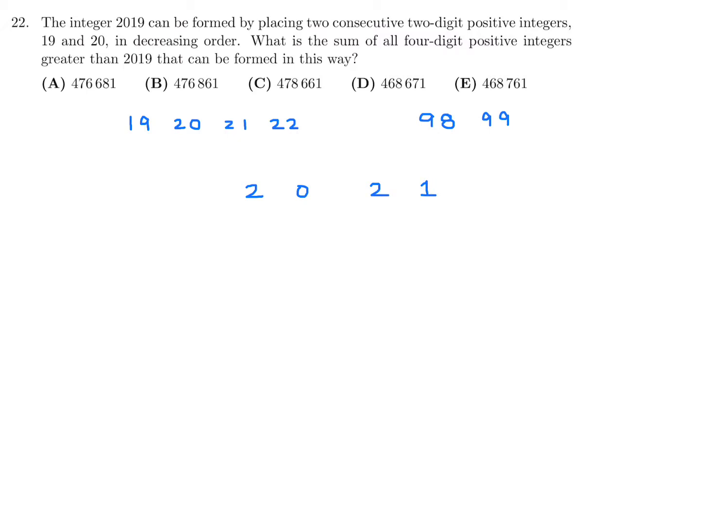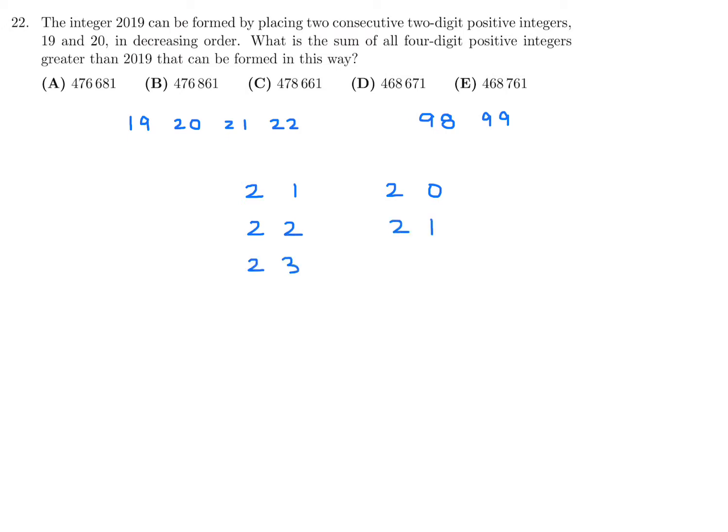This will be the very first one because the one right before it is 19 and 20. But here's the thing, I've got to put them in decreasing order. So I have to write them as 21 and 20, because the previous one would have been 2019. And we've got to figure out all of them that are greater than that. Okay, so that's the pattern. So the next one would be 22, 21.